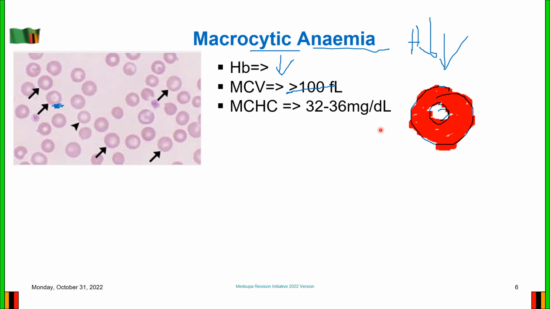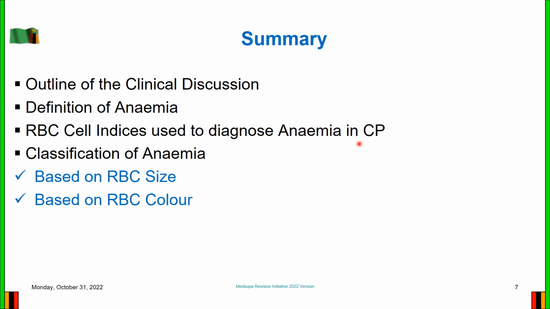To get more, for part 2, we'll be looking at the rest of the classification that will be based on the etiology and severity, and where we are going to integrate how we manage anemia in clinical practice. We have outlined the following. We define anemia.